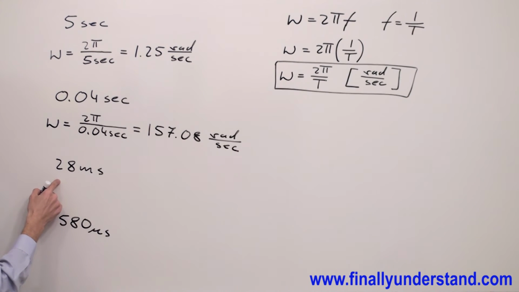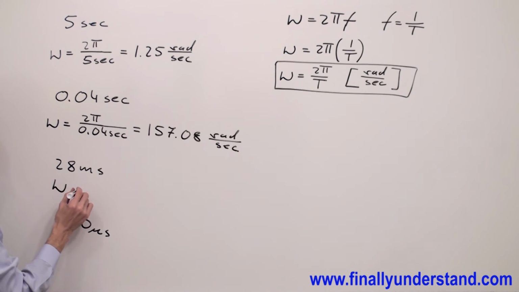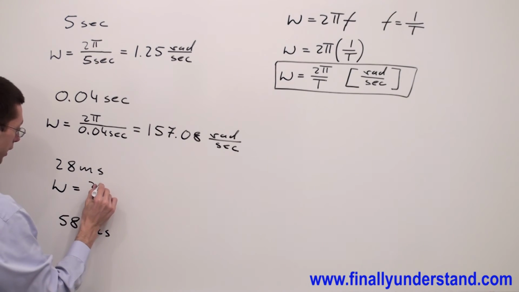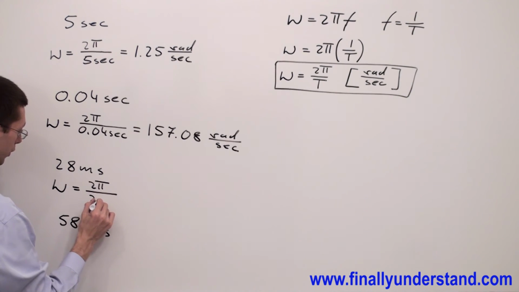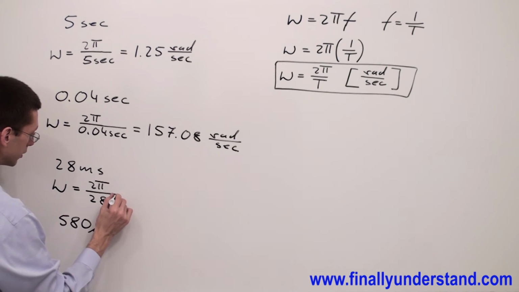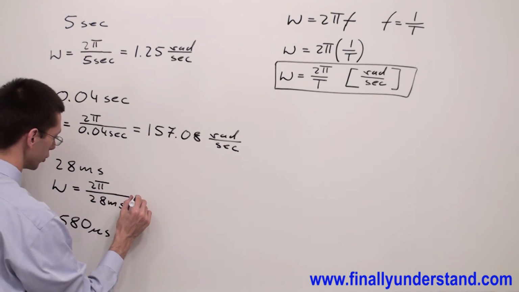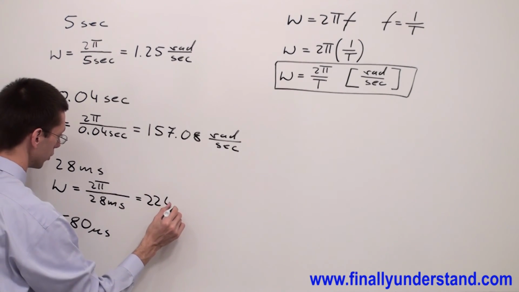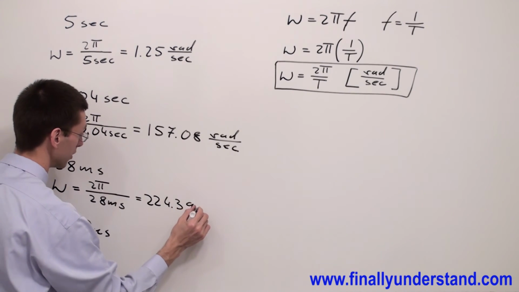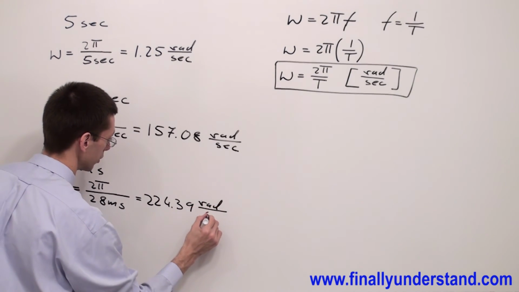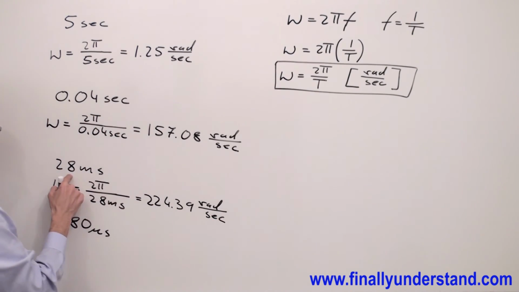Let's take a look at the third one. Again, I'm going to calculate omega equals 2 pi over 28 milliseconds. This is my power of 10, 10 to negative 3. You're supposed to use the keys EXP plus minus 3 on your calculator, or EE plus minus 3 on your calculator. And I'm going to have 224.39 radians per second. This is the solution to my problem.